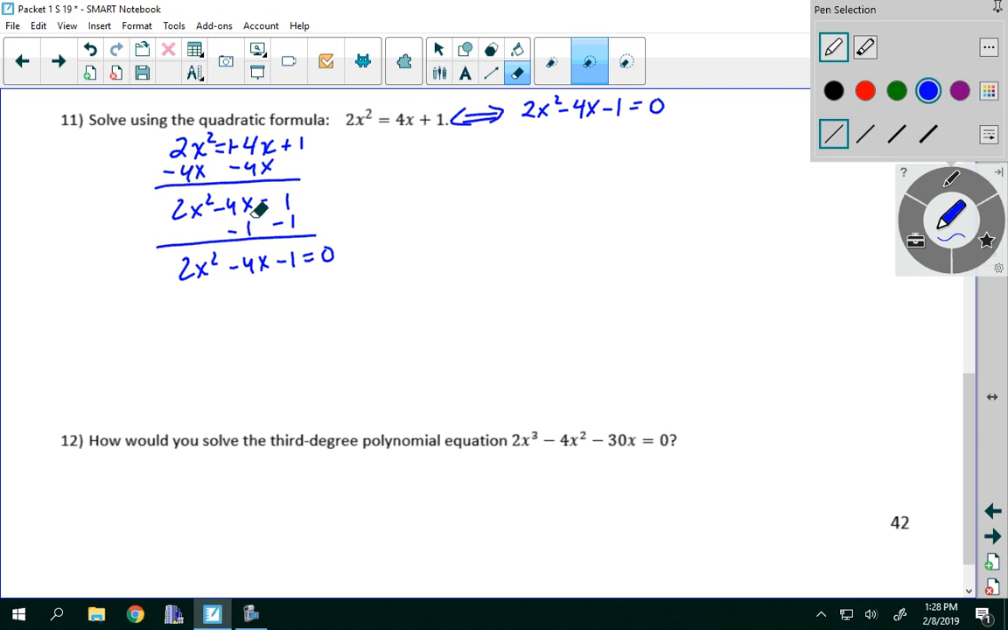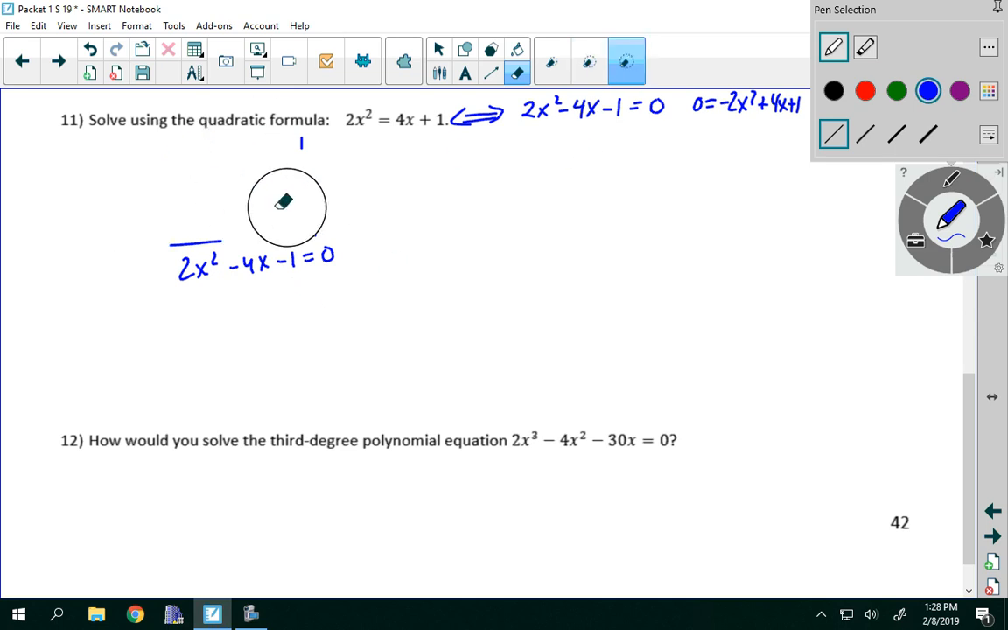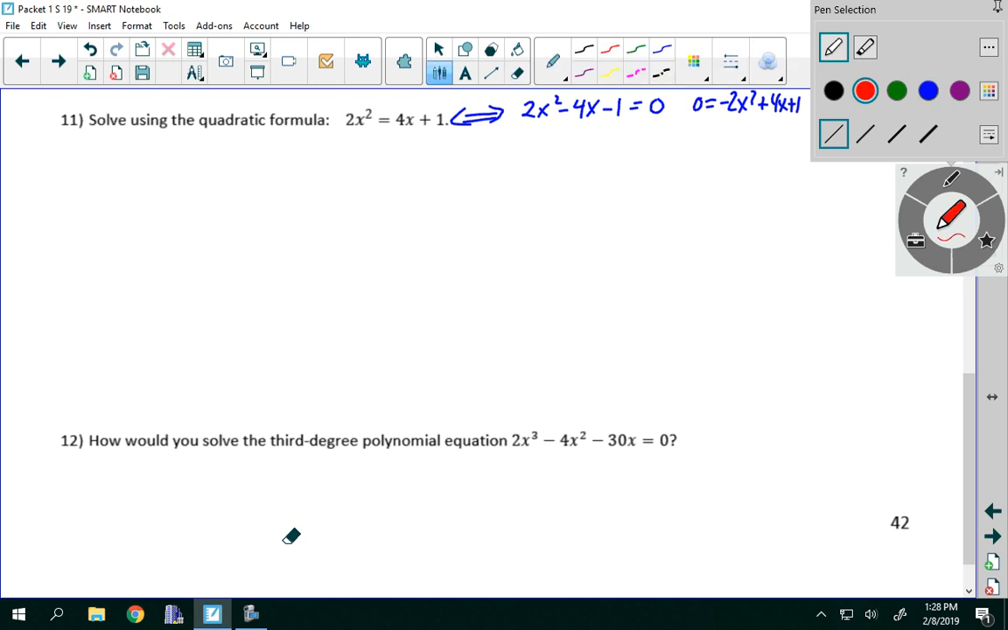Of course, you have another option here, which is to subtract 2x squared from each side, which would give you 0 equals negative 2x squared plus 4x plus 1. Both of these equations are equivalent, and it doesn't matter which of these you choose when you solve this using the quadratic formula. Let's just pick this first one right here. So 2x squared minus 4x minus 1 is 0.